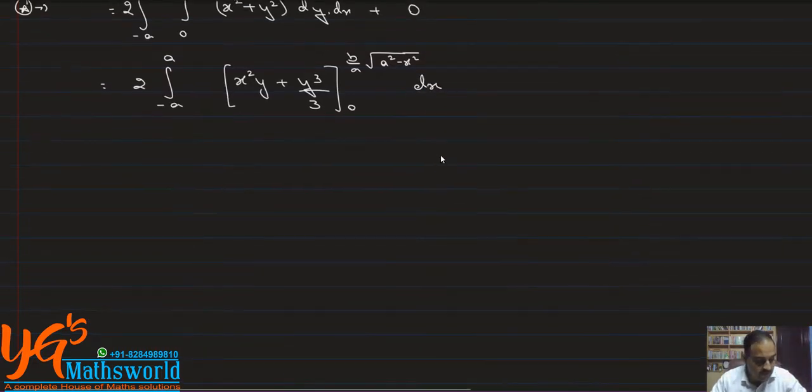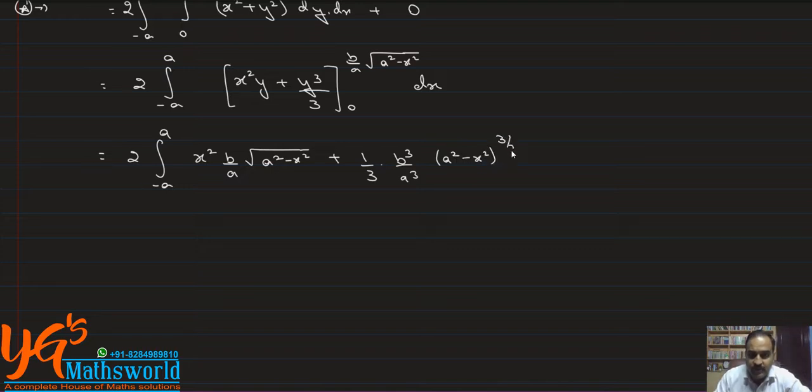So now upper limit minus lower limit will be the case for this one. So it will be 2 times the integral from minus a to a of x square, which will remain as it is, times y, that is b upon a into root of a square minus x square, plus 1 by 3 b cube over a cube into (a square minus x square) raised to power 3 by 2. Now if I substitute the lower limit, the result will be 0 for this one, into dx.